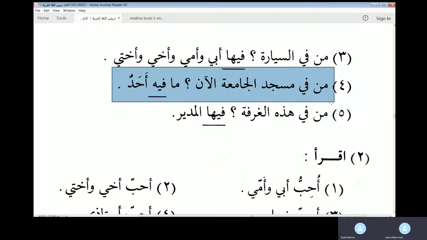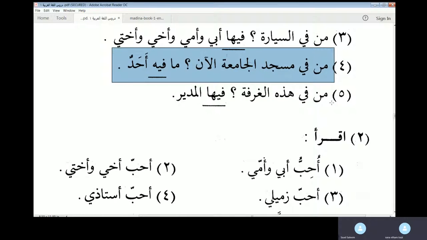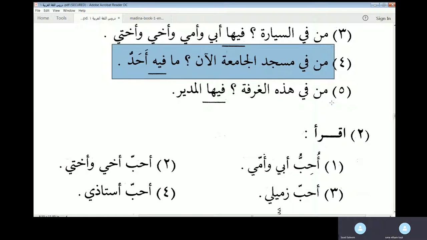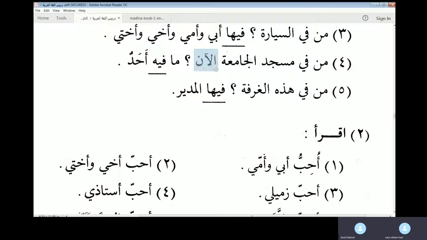Man fi masjid al-jami'ati al-ana? Who is in the university's masjid at the moment? Al-ana is at the moment. Yes, al-ana means at the moment. Right. Or al-ana also means now.